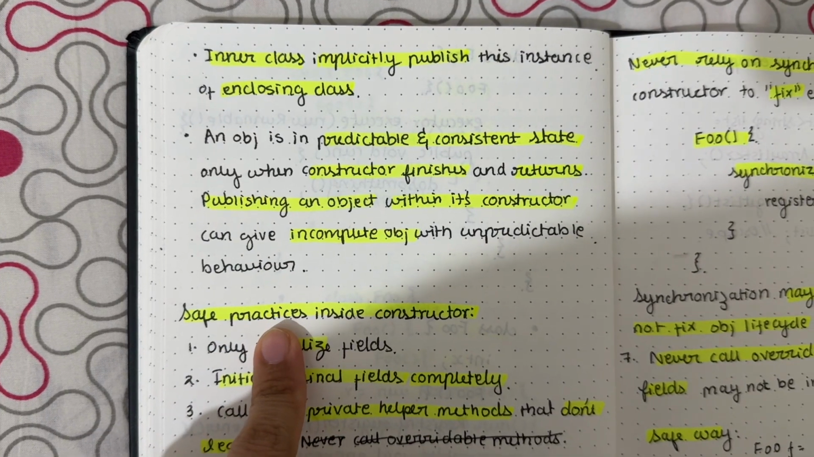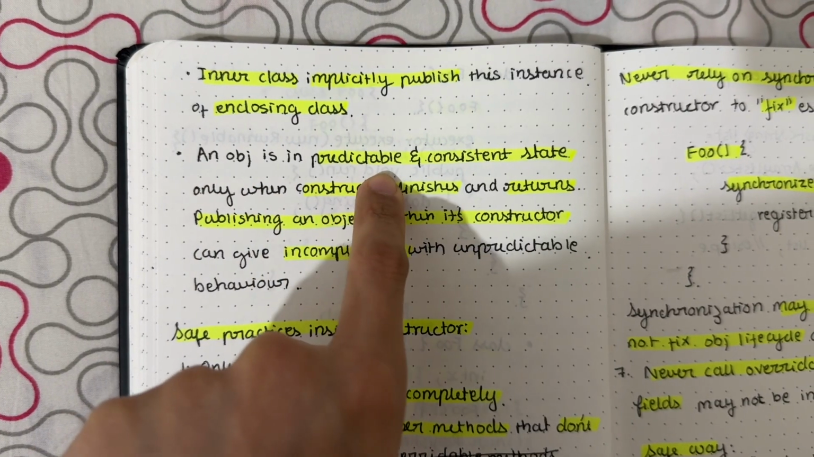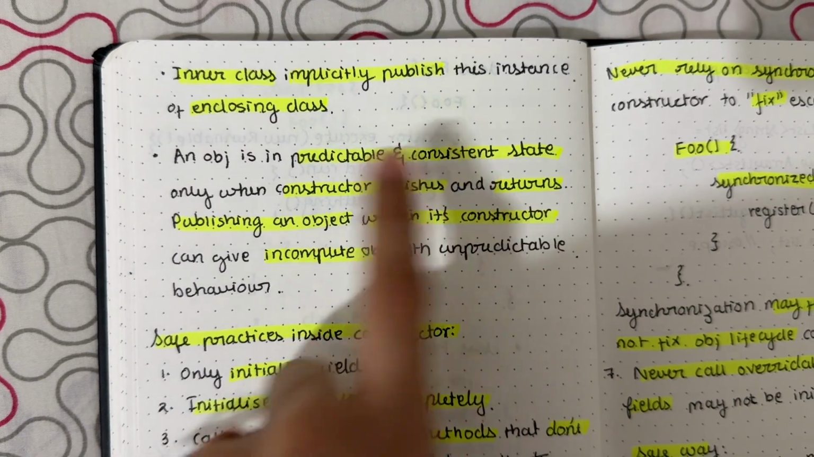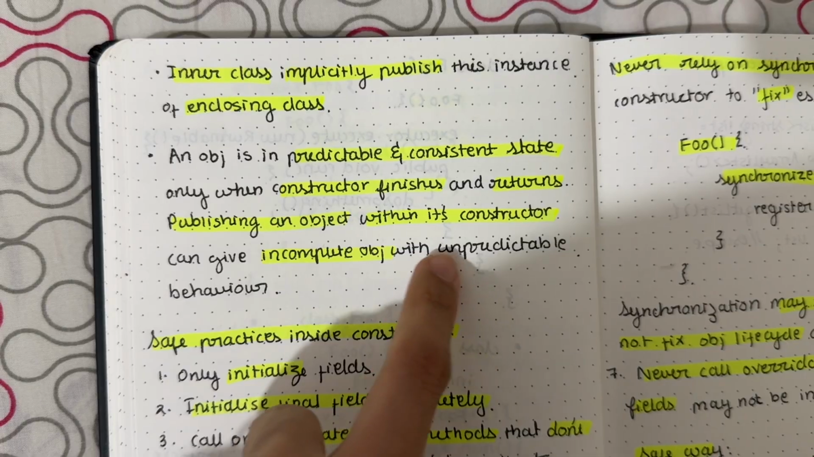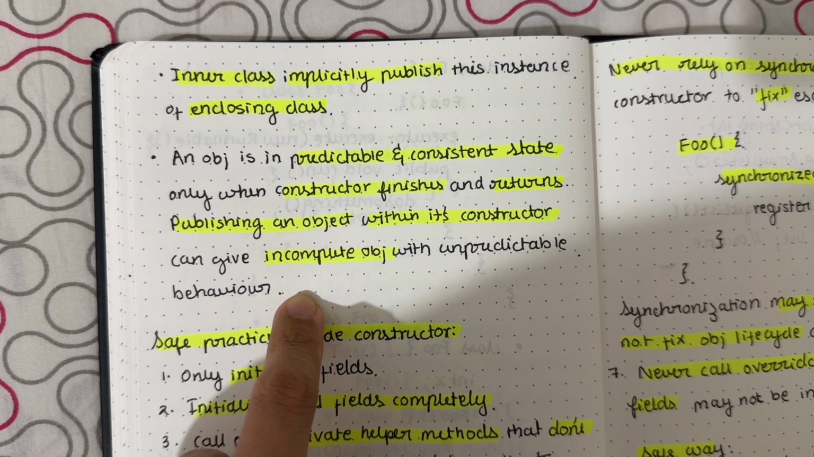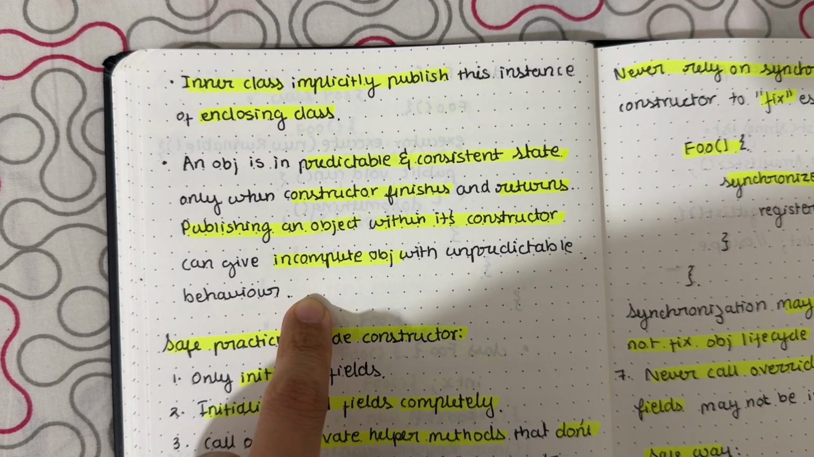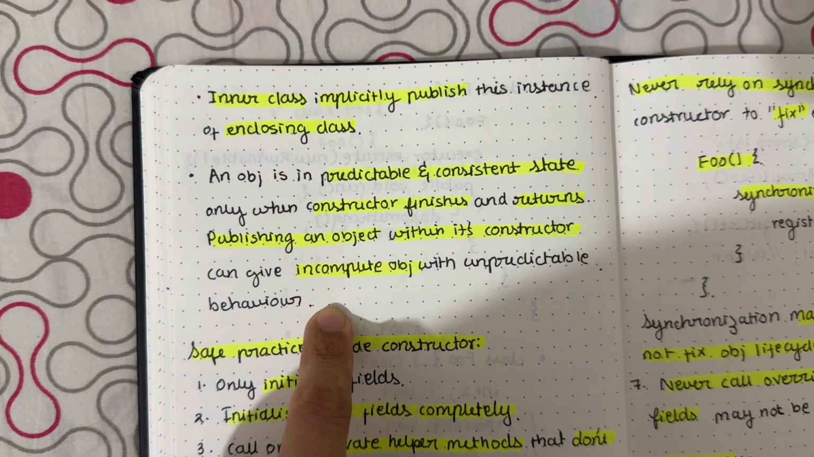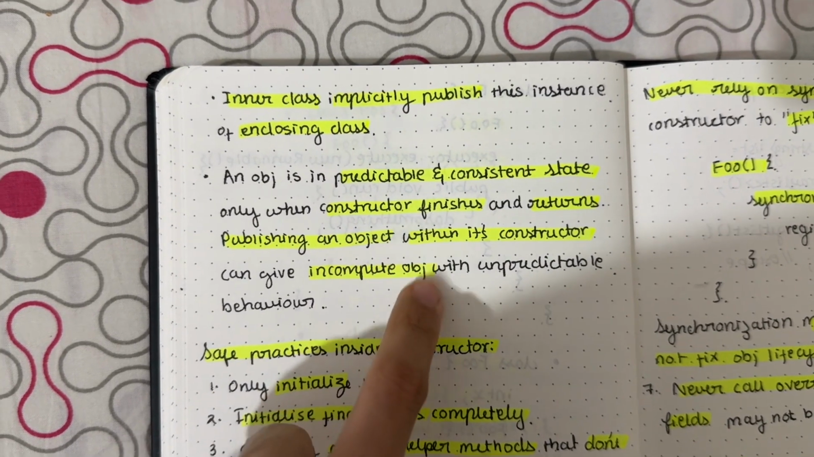So to summarize the behavior of all the 4 examples, we can say an object is in a predictable and consistent state only when the constructor finishes and returns. Publishing an object within its constructor can give an incomplete object with unpredictable behavior even if it is the last line in the constructor. Because you can't say at that point whether the subclasses have been completely initialized or not, or whether the invariants are completely established or not. So it is better to let the constructor finish and then do the publishing.